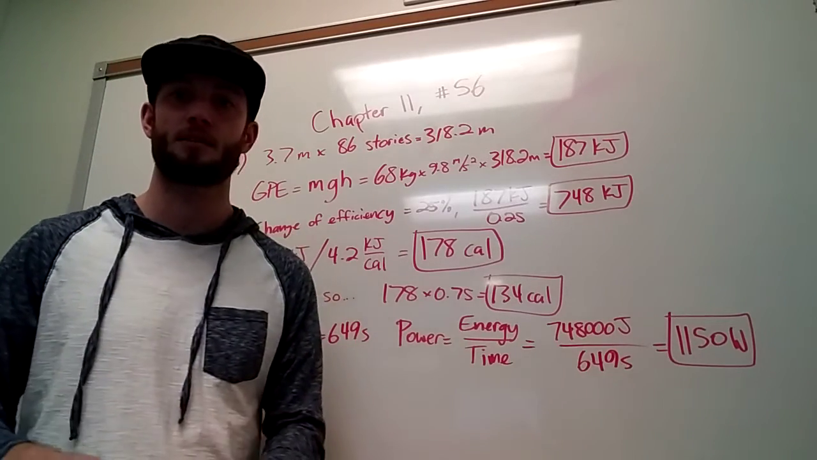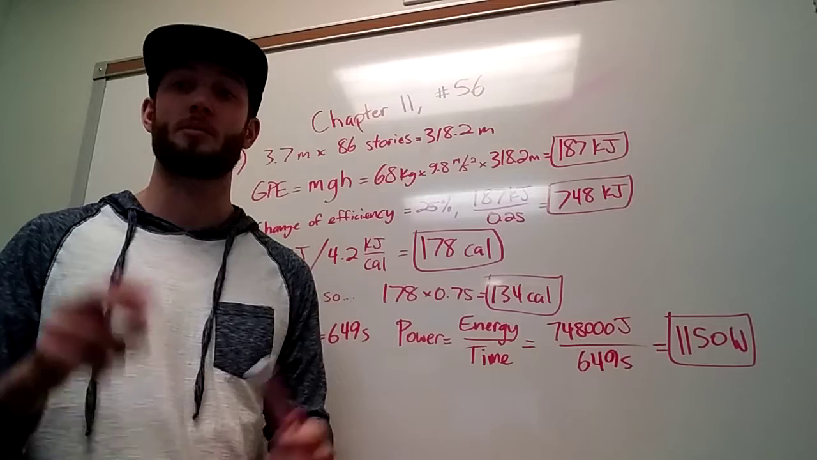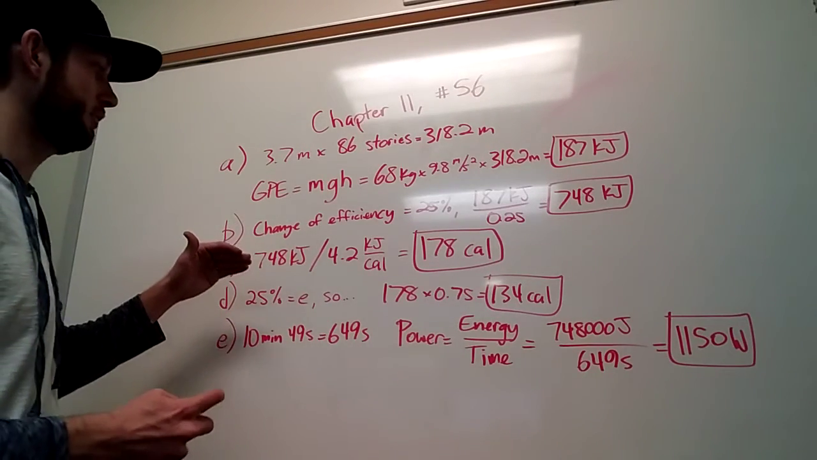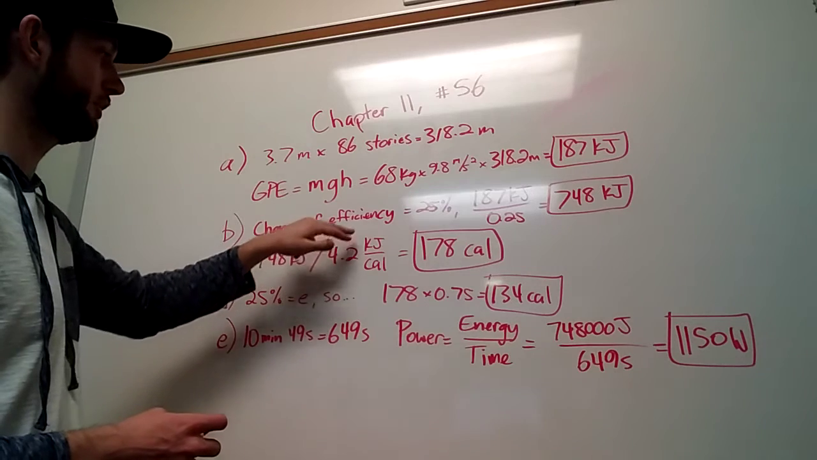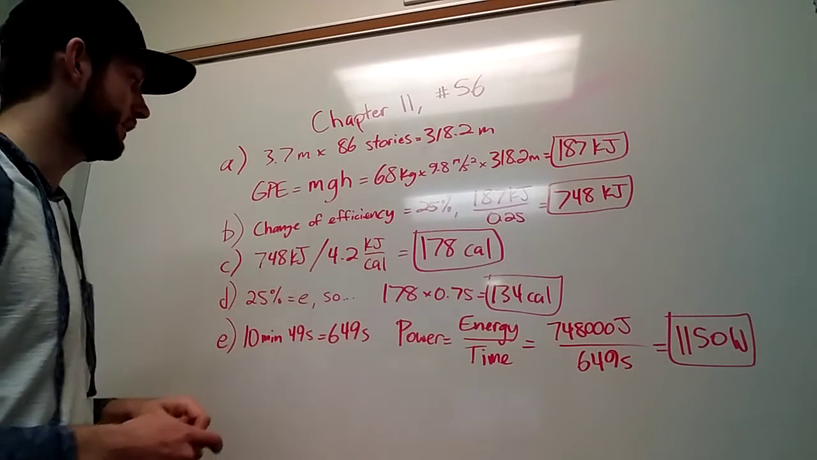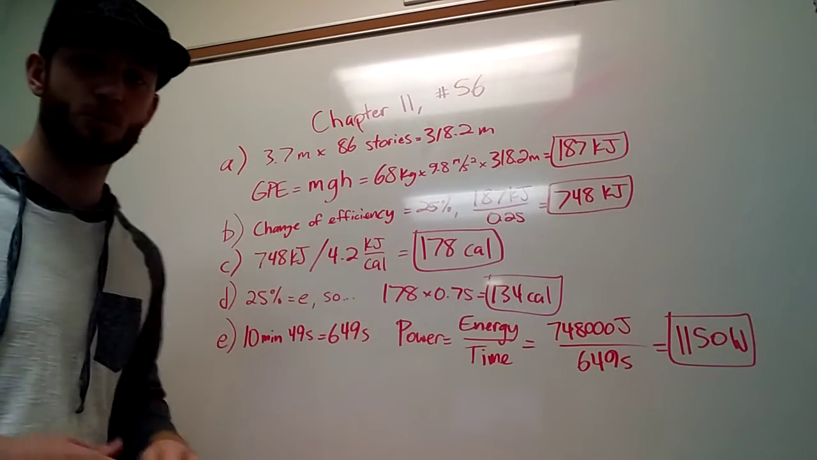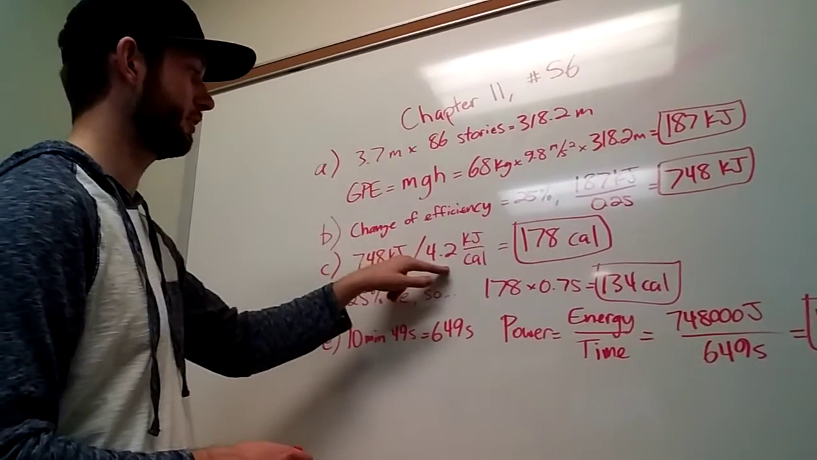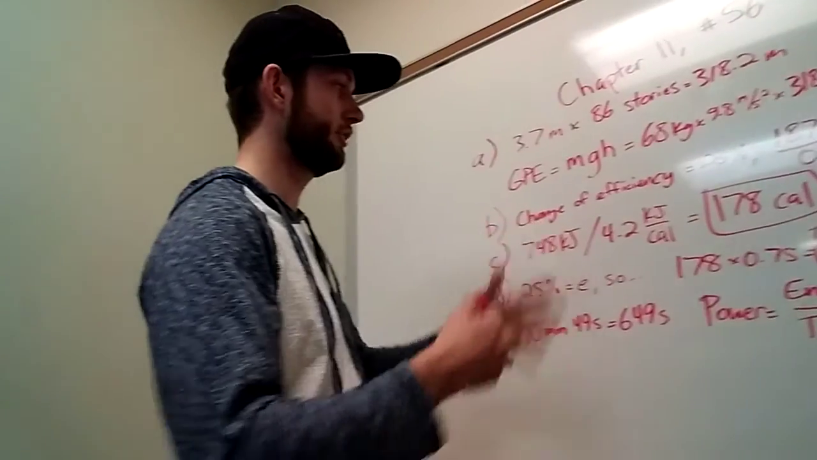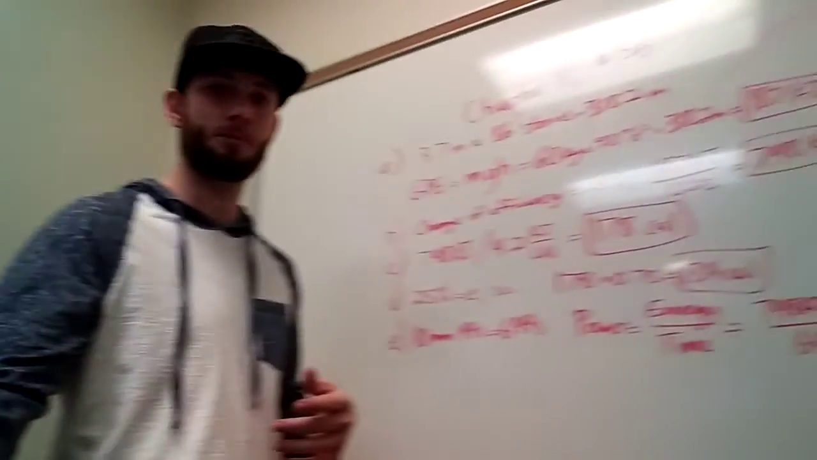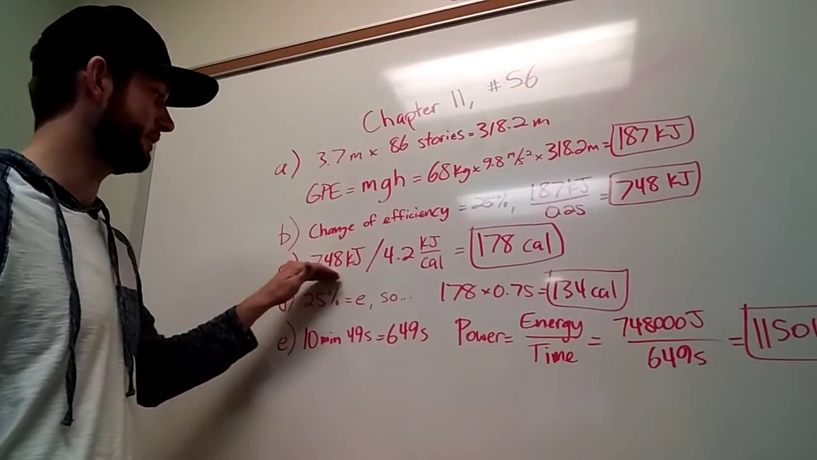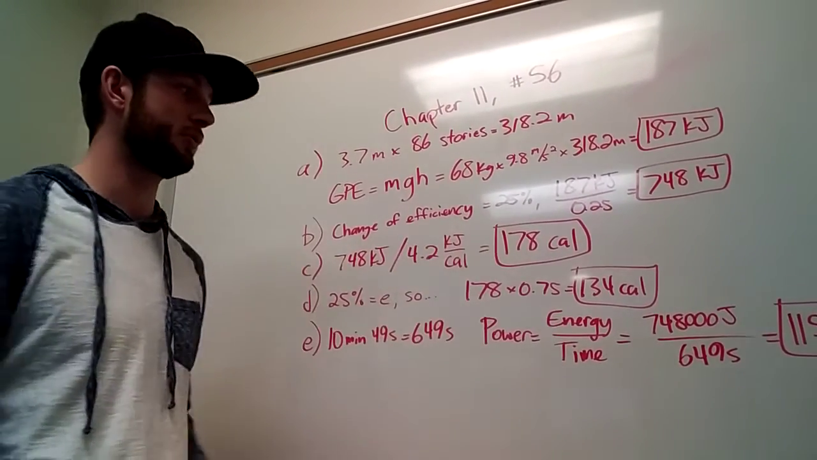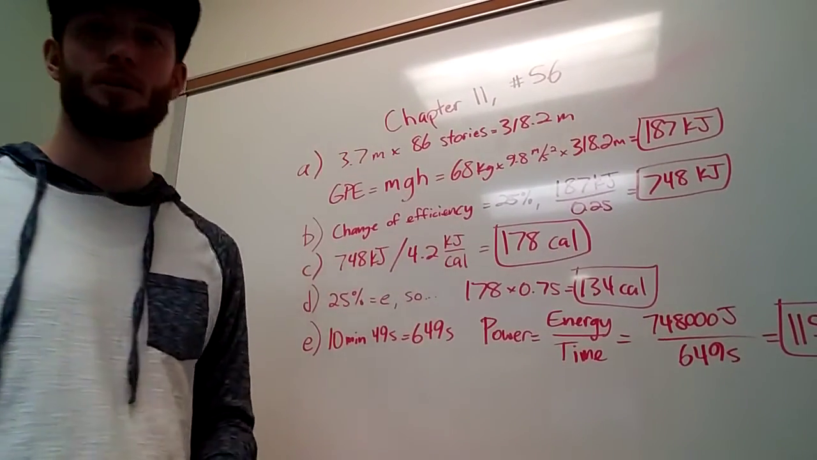Part C asks, how many food calories did the winner burn in the race? Well, we know that there are 4.2 kilojoules per calorie, and so if we expended 748 kilojoules in the race, then we simply divide to convert to calories. So it would be 748 kilojoules divided by 4.2 kilojoules per calorie, and that will give us a total of 178 calories burned.